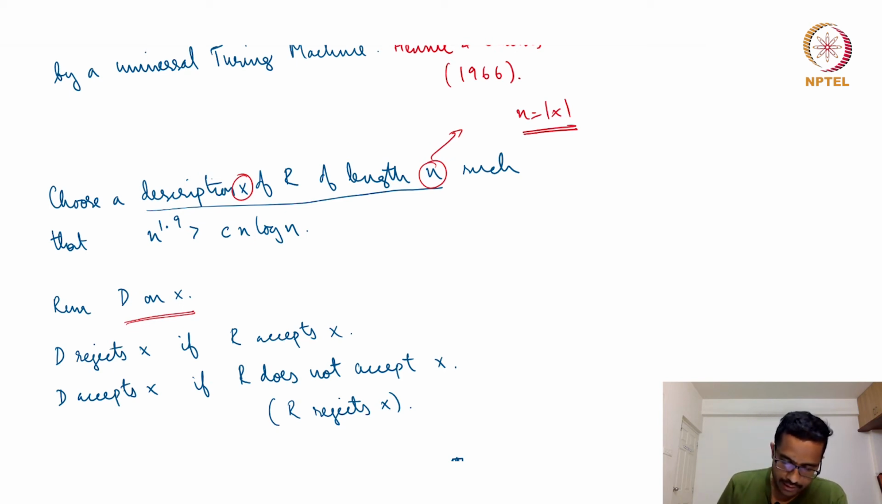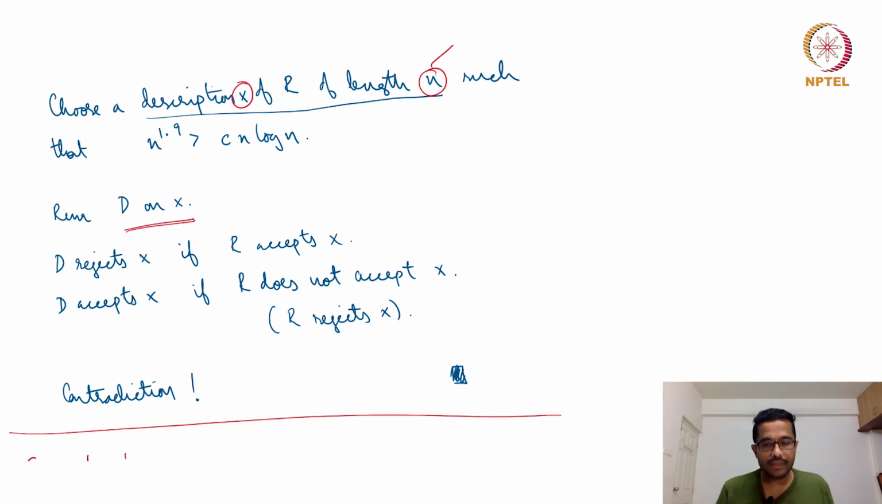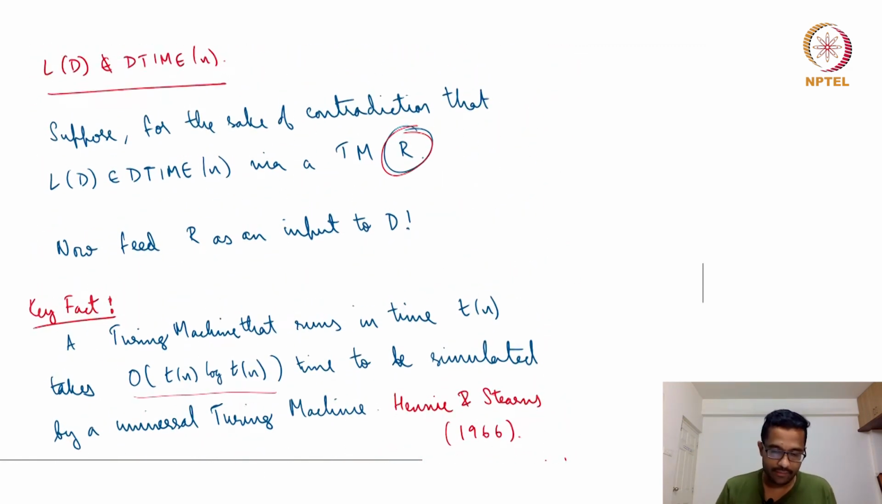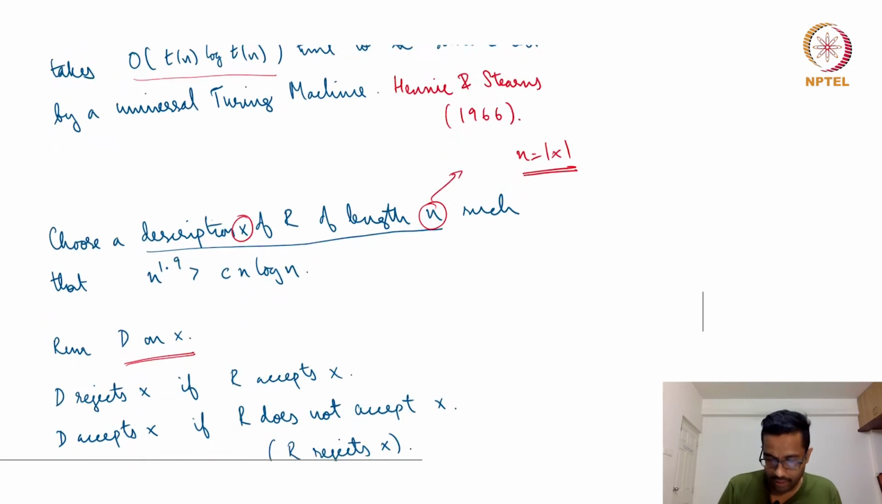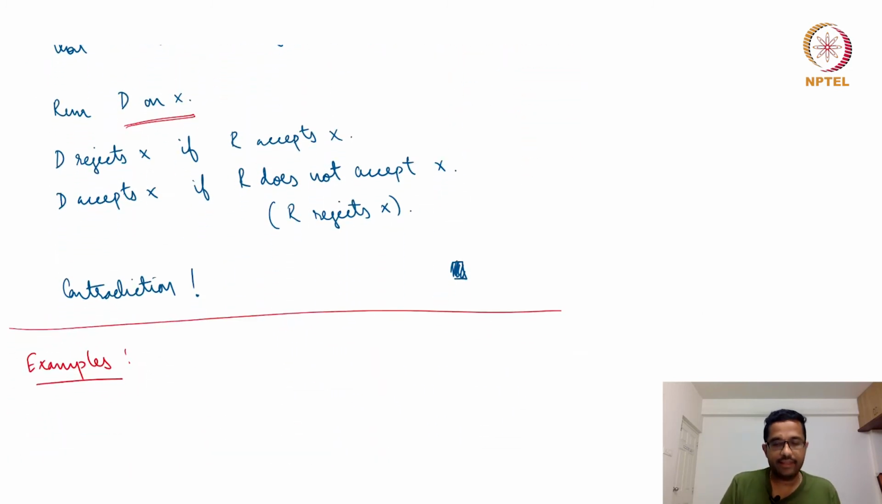So now D rejects X if R accepts, and D accepts X if R rejects. So now what does it mean? D and R were supposed to recognize the same language, right? That's how we picked R. R was picked to be another machine which decides the same language as D in a smaller time. But now we are seeing that X does not behave the same way in D and R. Whatever R does with X, D does the opposite. So this is a contradiction. L of D is not equal to L of R.